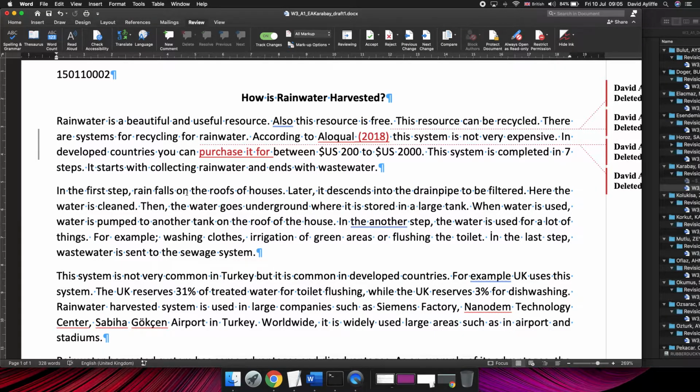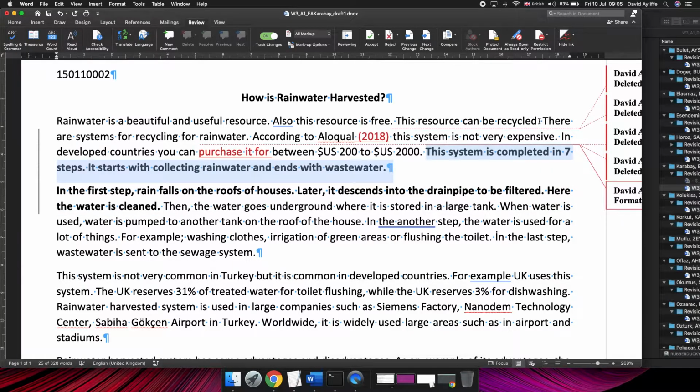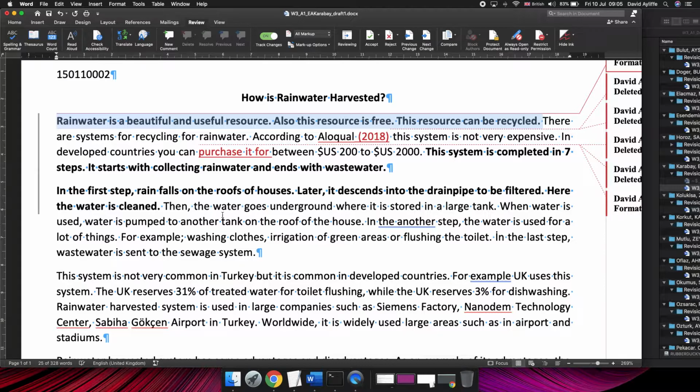In the first step, rain falls on the roofs of houses. Later, it descends to the drain pipe to be filtered. Combine these sentences, please. Here, the water is cleaned. Combine these 3 sentences, please. Then, the water goes underground, where it's stored in a large tank. When water is used, water is pumped to another tank on the roof of the house.